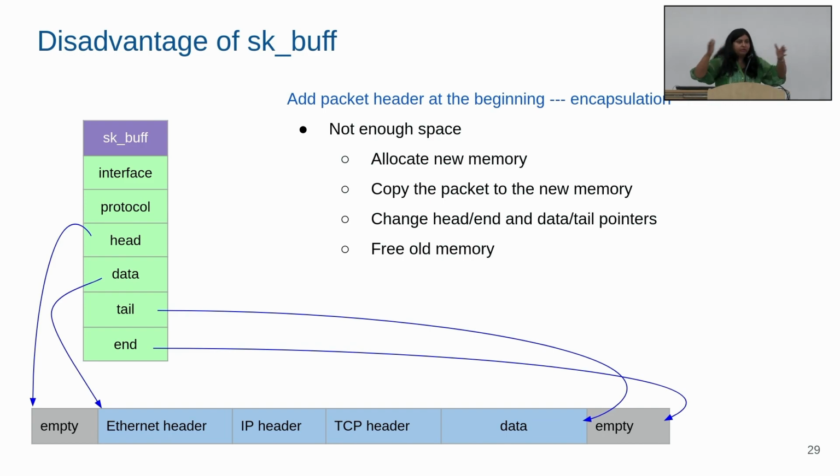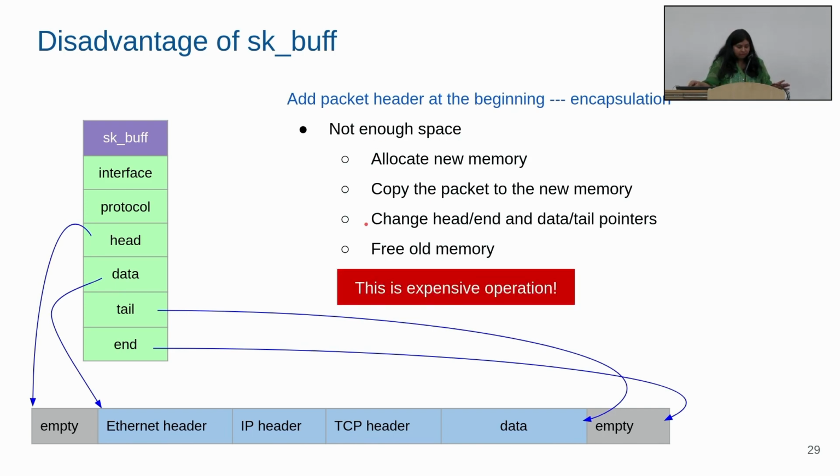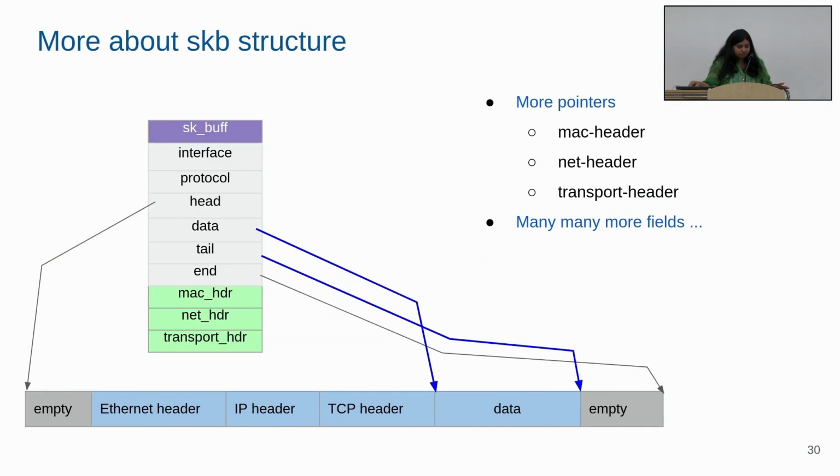If the borders are exceeded, you will have to allocate new memory and do the copy business. So there are a couple of such disadvantages. So this was about what the escape buff structure is. There are many other pointers that exist in this escape buff structure.